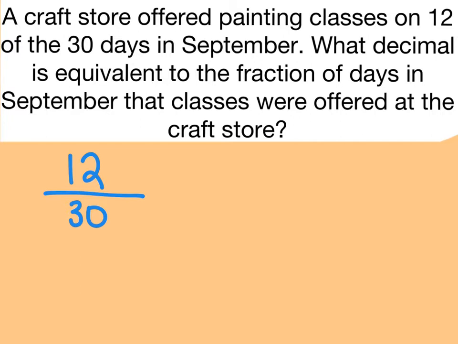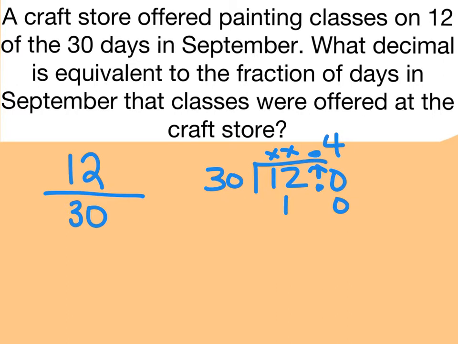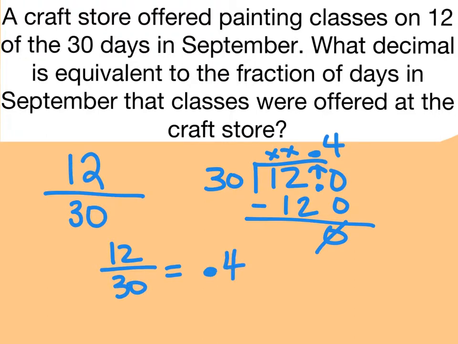How do I rewrite a fraction as a decimal? I simply do the division that the fraction tells me to do. 12 divided by 30. 30 doesn't fit into 1. It doesn't fit into 12. So now that I'm out of numbers, I need to add a decimal, push it to the top, and a 0. 30 does fit into 120 4 times. And in fact, it fits 4 times exactly. So the decimal equivalent to the fraction 12 over 30 is 0.4.